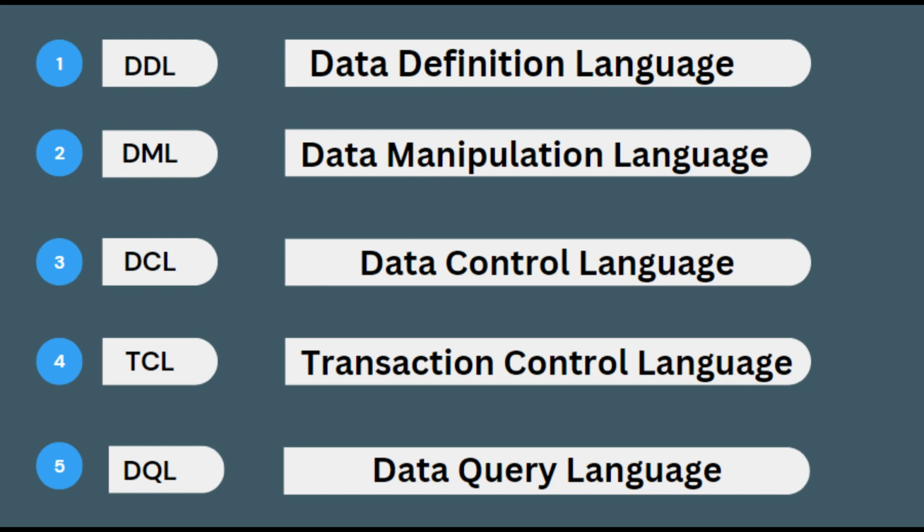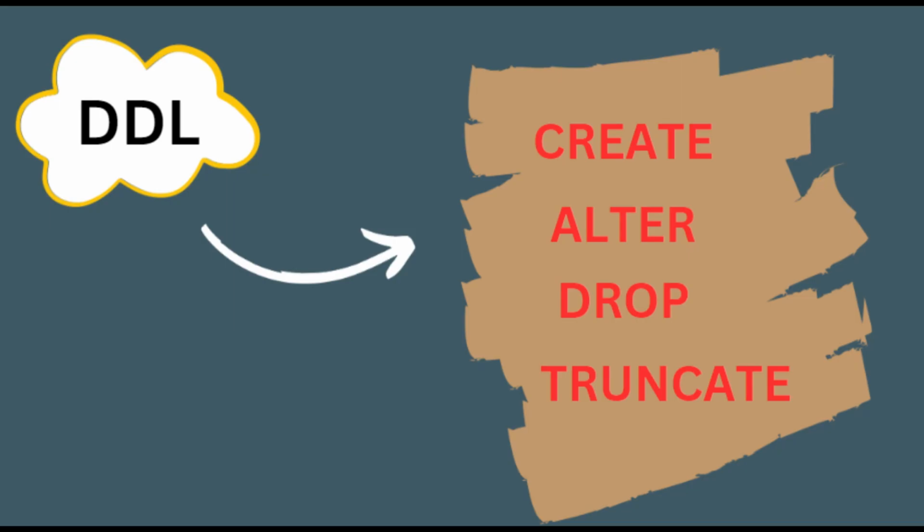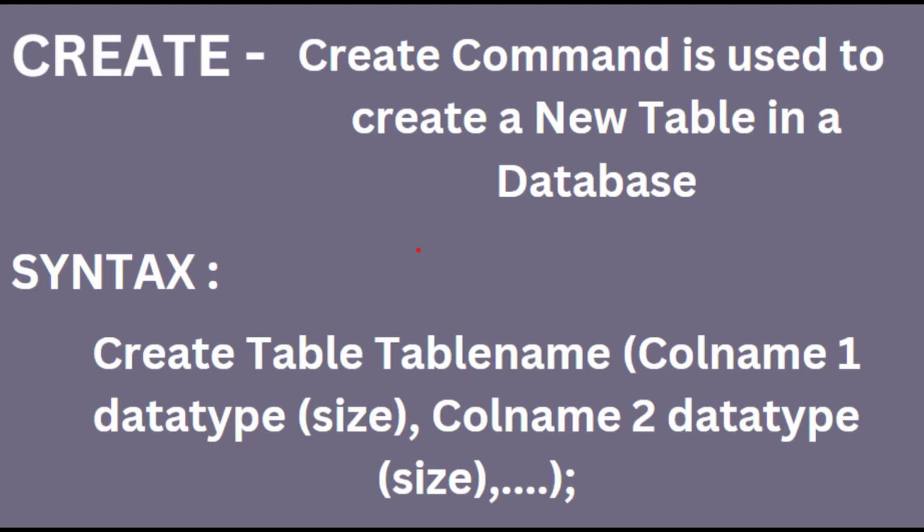First one is DDL. As I said, DDL stands for Data Definition Language. Basically, DDL talks about the structure of the data. The commands in DDL are create, alter, drop and truncate. Now let's see how we will work with each of these commands. First one is create. Create is used to create a table in the database.